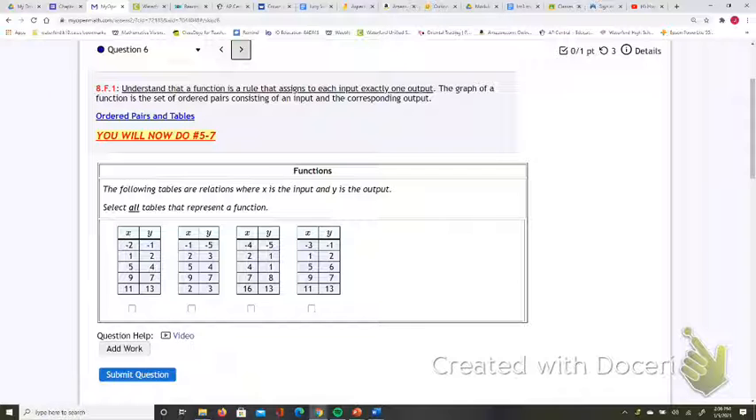Number 6. This one I would like you to look at, and I'm going to wait just a moment, and I want you to see if you can do it. Actually, no. Pause the video and see if you can answer this one.